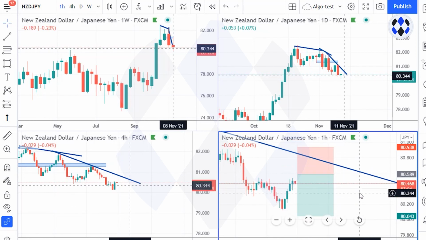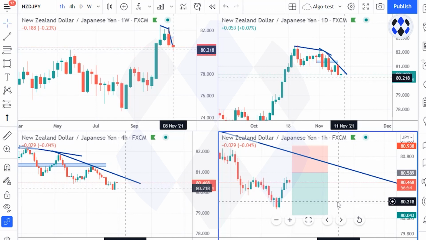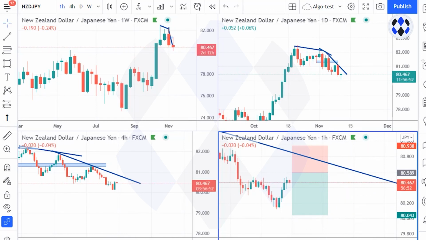I hope this was a bit of an inspiration for you. Be wary of the inflation numbers today. They might move the market, at least the dollar market, quite a lot. So we'll have to see where that takes us.